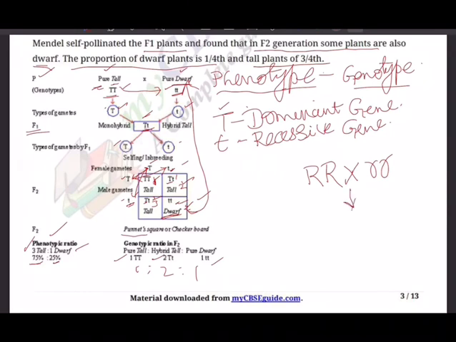So based on that, you just come to the F1 generation, write the genotype, write the F2 generation, put the Punnett square and arrive at the answer.